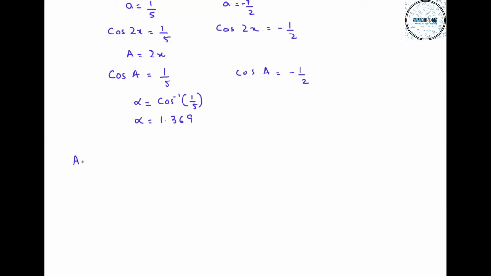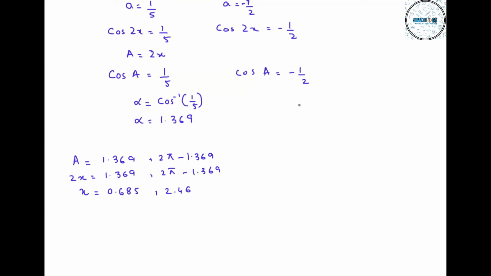So A in first quadrant is 1.369 and in fourth quadrant it is 2 pi minus 1.369. So it means that 2x is equal to 1.369 and 2 pi minus 1.369. So for x, we will divide this by 2, we'll get 0.685 and here we will get 2.46.